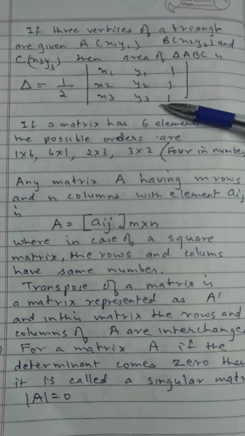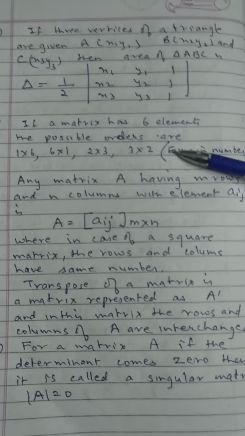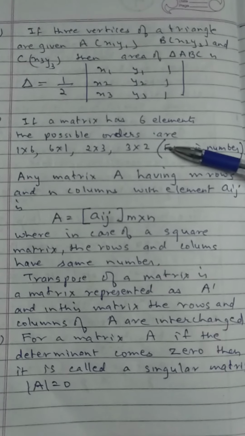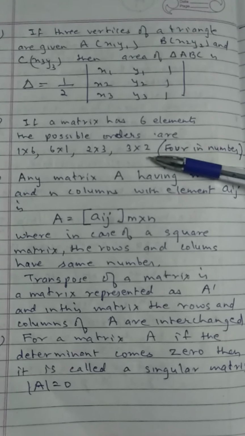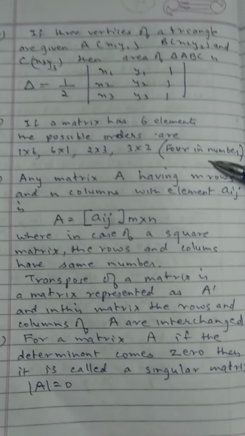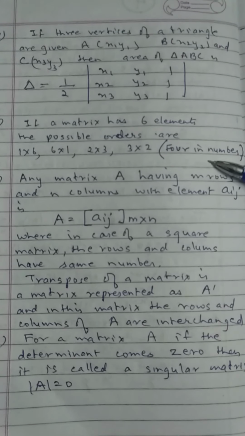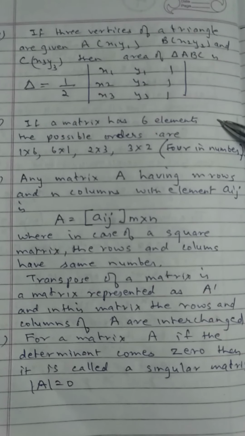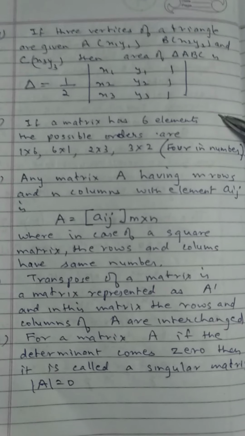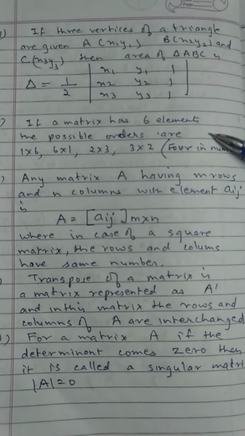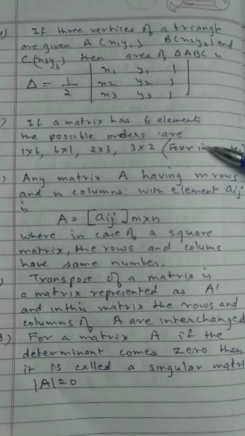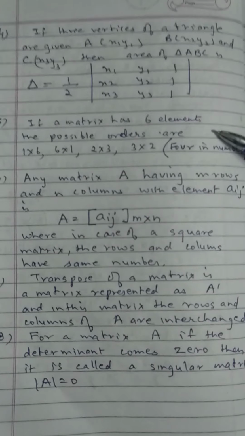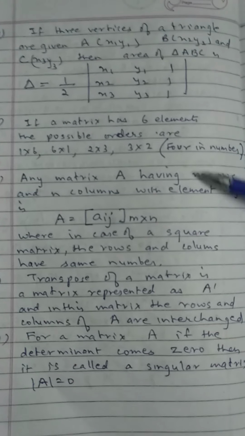If a matrix has 6 elements, the possible orders are 1 into 6, 6 into 1, 2 into 3, 3 into 2, 4 in number. 4 possible orders are there. If there are 12, it will be 1 into 12, 12 into 1, 2 into 6, 6 into 2, 3 into 4, 4 into 3. In this way, you can find out for 24, for 36, for 18, for any number.